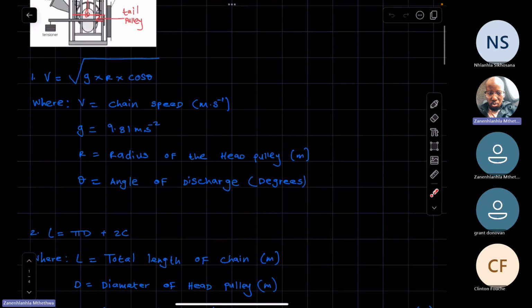Now, I would advise you guys, say you weren't necessarily given the diameter of the head pulley, you were asked to calculate the diameter of the head pulley, and you use this formula to do so. I would advise you to express your diameter, when calculating it using this formula, in millimeters. If they haven't specified whether you should leave the diameter in meters or millimeters, always express it in millimeters.